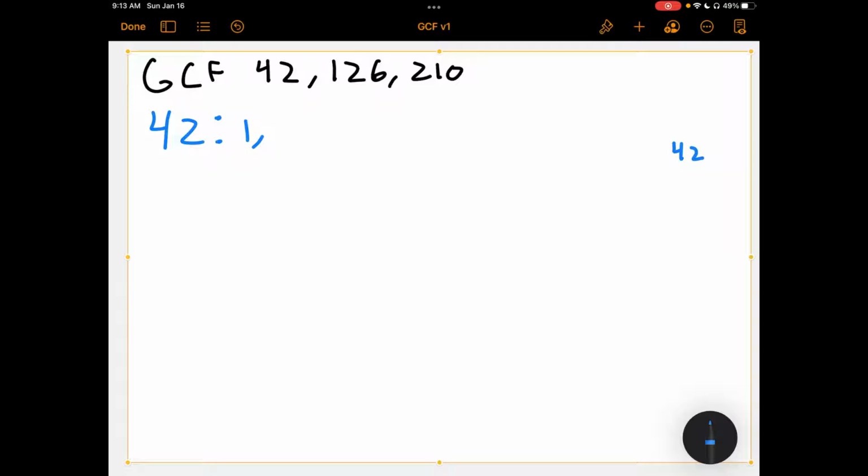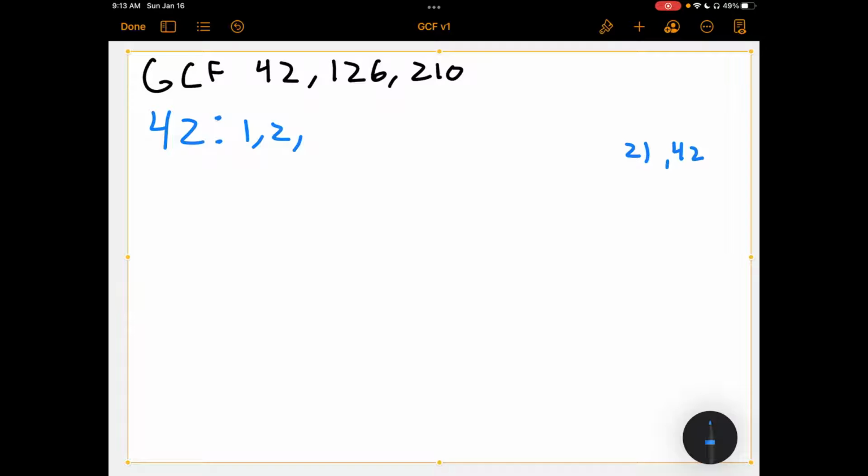And that's always the case. 1 divided by any number is going to give you that same number back. So that's going to be your largest factor of that number, that same number. Then I say, okay, what's 2 divided by 42? And 2 can divide evenly into 42 to give me 21. So I'm going to write 2 there, and then I write 21 on this end.